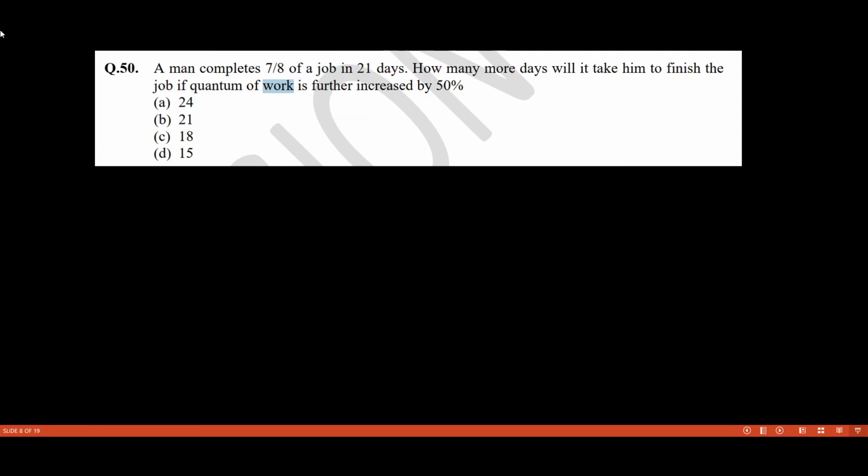So let's move on. Now there is another question asked in the UPSC examination. A man completes 7 by 8 of a job in 21 days. How many more days will it take him to finish the job if the quantum of work is increased by 50%? Now here see, it is given in a fraction of 7 by 8.